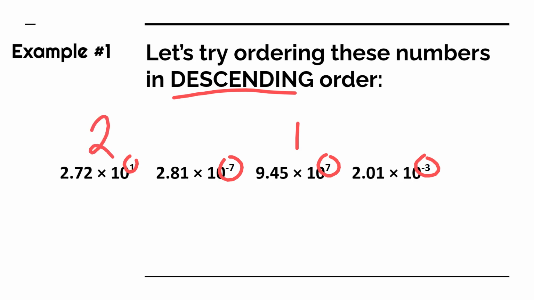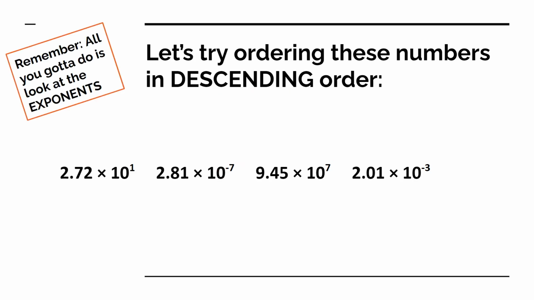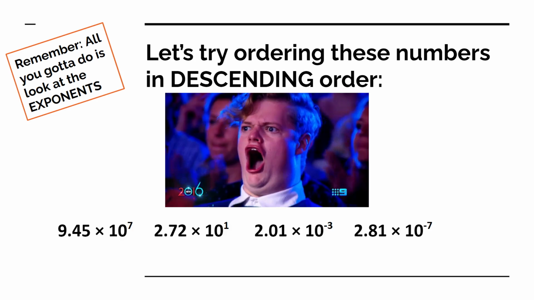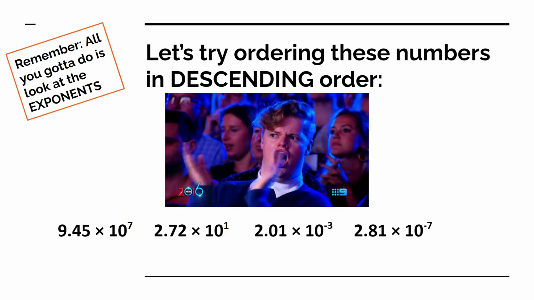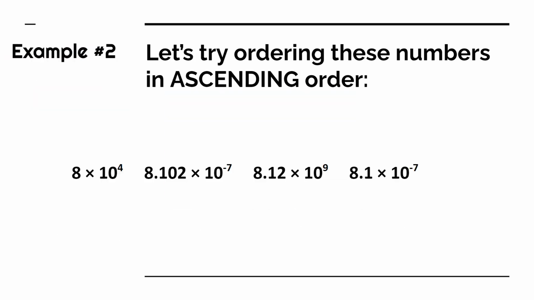Going from biggest to smallest, this one would be third. And then this one would be fourth, because -7 is going to be the smallest number out of all the numbers that we have here. That's it. This is literally all that you're doing. This is so easy. All right, let's go on to the next one. We did it. We got it right. Good job.